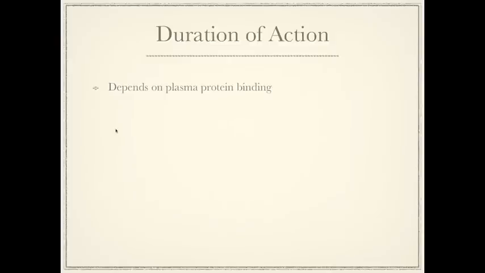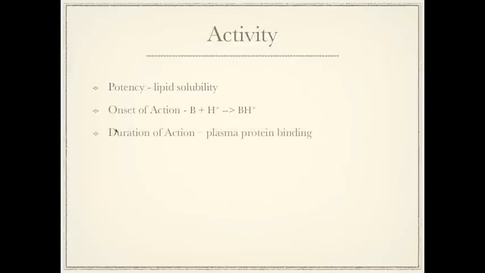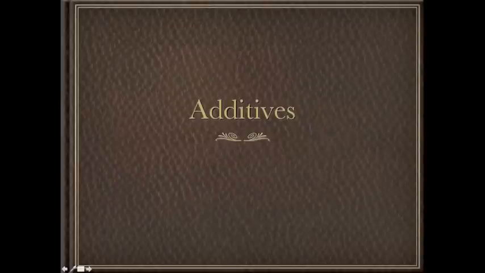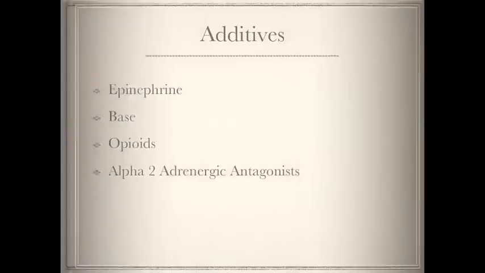Lastly, the duration of action, it has to do with plasma protein binding, which may be a surrogate for how well the local anesthetic binds to the active site of the sodium channel. So quick review: potency, lipid solubility, onset of action, ratio of uncharged base to charged base, and duration of action, plasma protein binding. Okay, so there are various additives you can use with your local anesthetics.